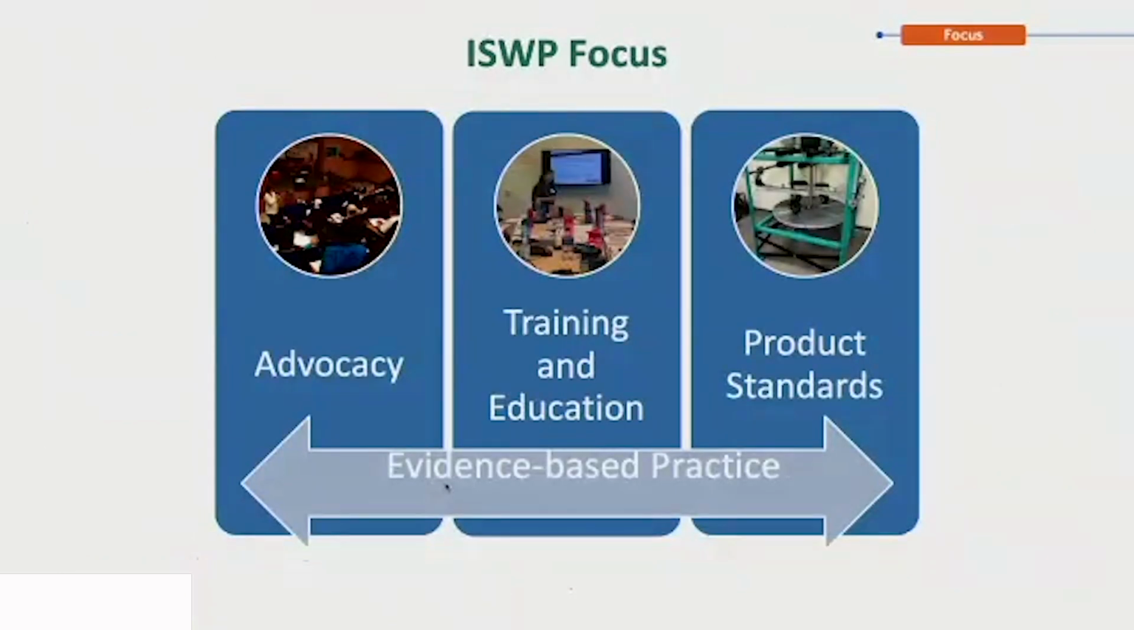So ISWP's focus, I'll switch around a little bit. Our focus is advocacy, training and education, and product standards. You heard John mention the two pillars, training and education and product standards. There is a third pillar. I think we all do this, and that's advocating for clients, for policy changes, and for the need for appropriate products and services. Underlying all of this is evidence-based practice. We know that we need to have the latest evidence to prove the need for these products and services and to justify them.